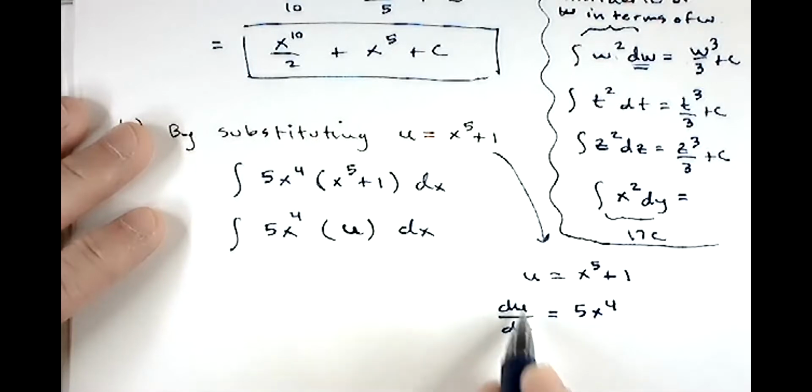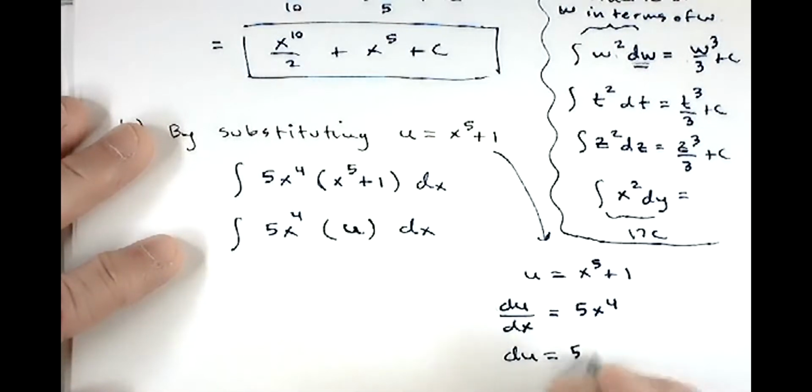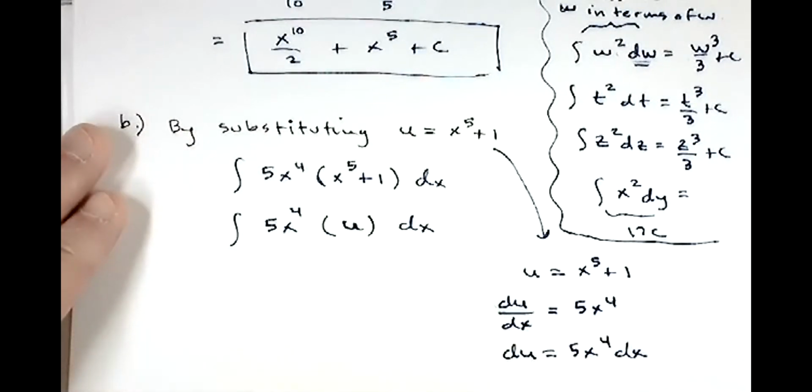We learned to think of a derivative as two separate things. This notation, this is a small change in u, that's a small change in x. And so we can separate these. We could multiply that dx over to the other side. Okay.